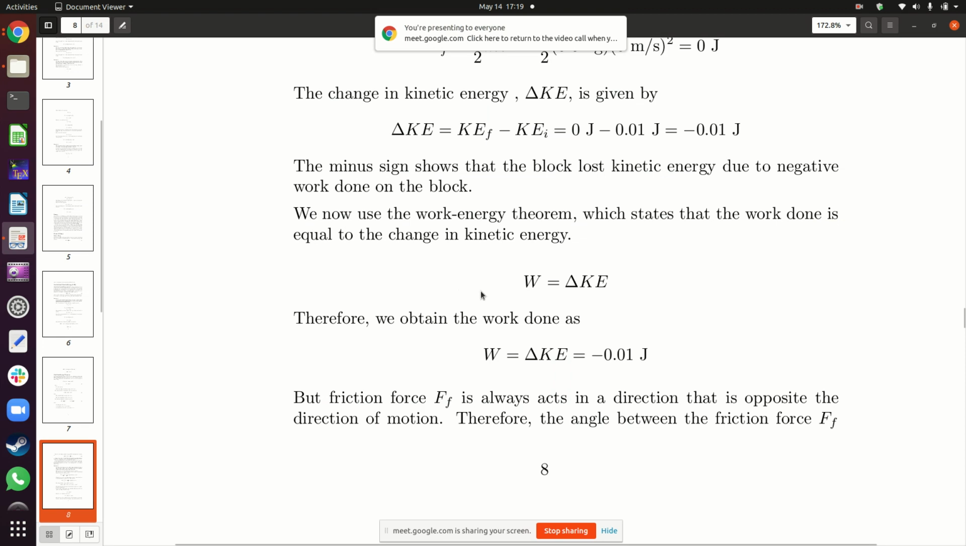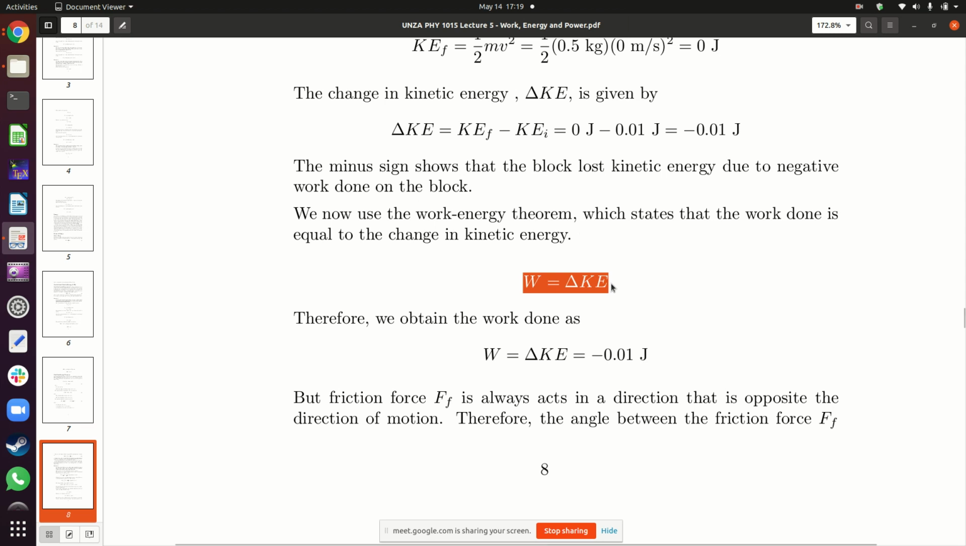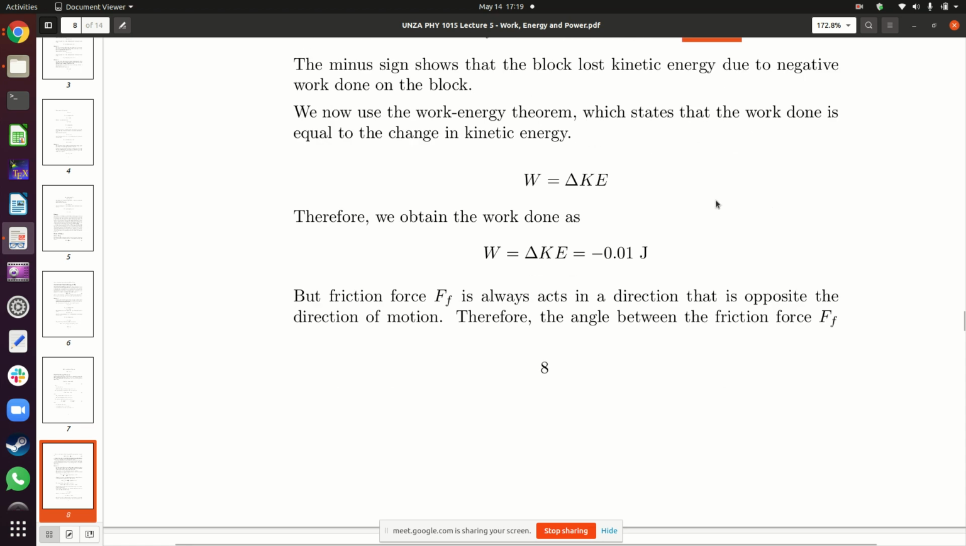Okay. So if the change in gravitational potential energy is equal to 0, then we can use the work energy theorem. What does it tell us? It tells us that the work done is equal to the change in kinetic energy. The change in kinetic energy, we have it, is this one here. So the work done is also going to be negative. It's going to be minus 0.01 joules.